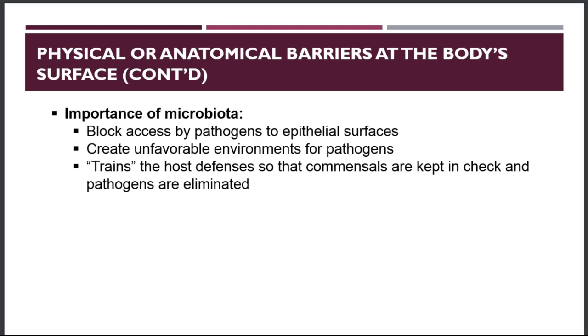Another important part of the first line of defense is the body's microbiota, those normal flora organisms that inhabit and colonize certain spaces on the human body. That colonization helps to block access by pathogens to those epithelial surfaces, either on the skin or on the mucous membranes. And many of these normal flora create unfavorable environments, either by adjusting the pH or producing chemicals that limit competition.